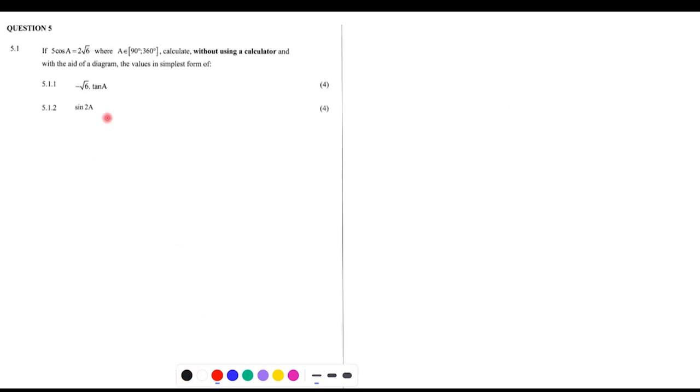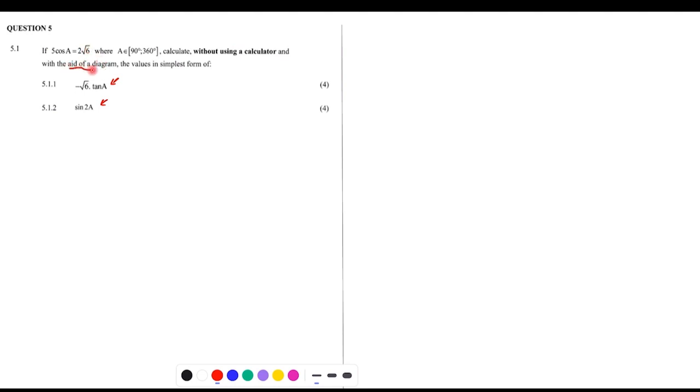In this question, we'll be working with 5.1. So let's go ahead and read the question. If 5 cos A is equal to 2 root 6, where A is an element of 90 to 360, calculate without using a calculator and with the aid of a diagram the values in the simplest form. Alright, so in this type of question, we want to find the values using a diagram, with the aid of a diagram, right?